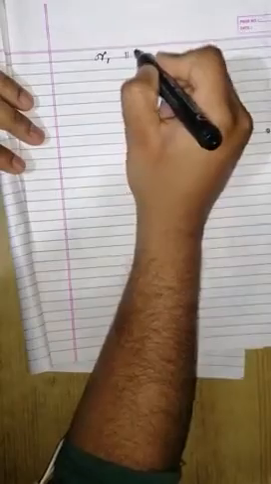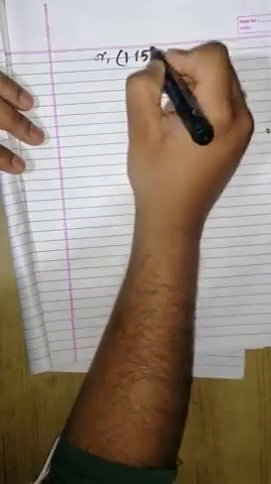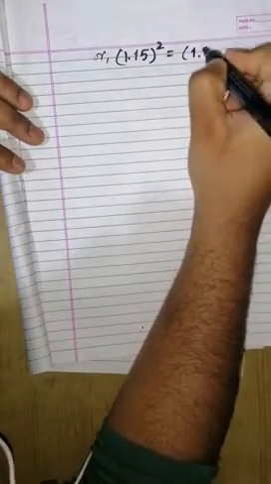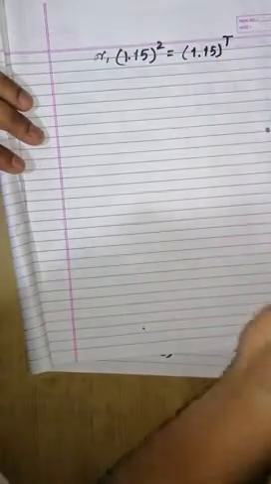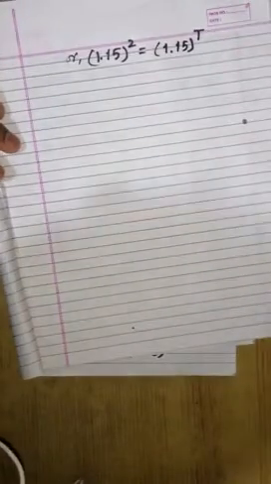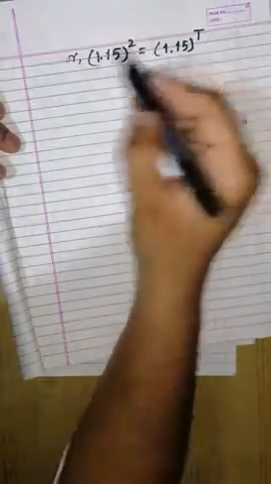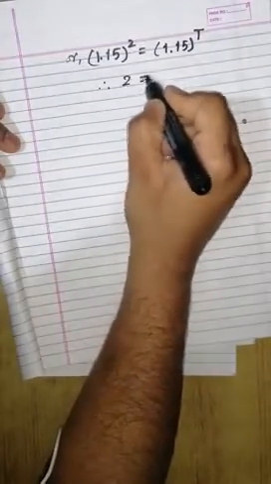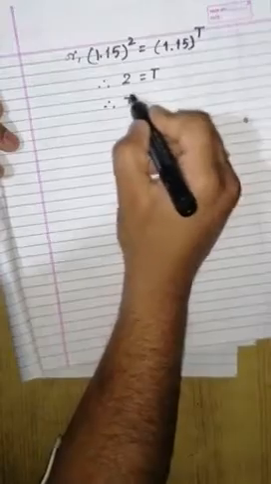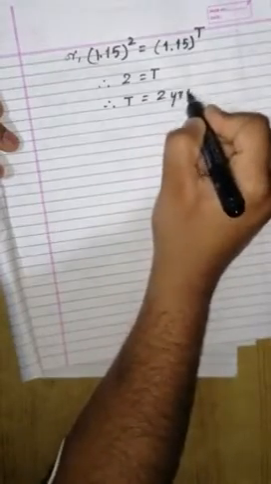Hence on the left hand side where 1.3225 was there, I'm writing 1.15 to the power 2, whereas on the RHS we had already 1.15 to the power t. According to the exponential rule, if bases are same, then powers will be same. Therefore we can write 2 equals t. So eventually t equals 2 years. In this way we can find the time duration.